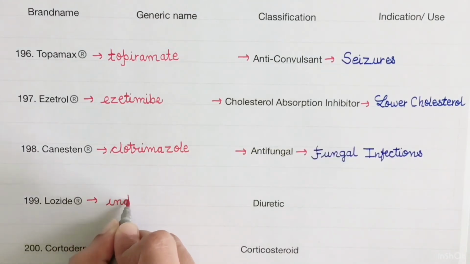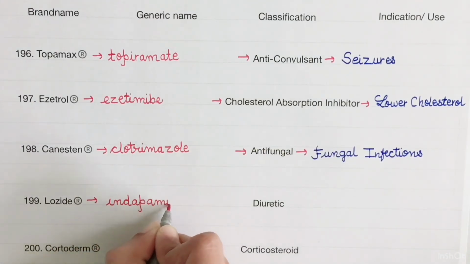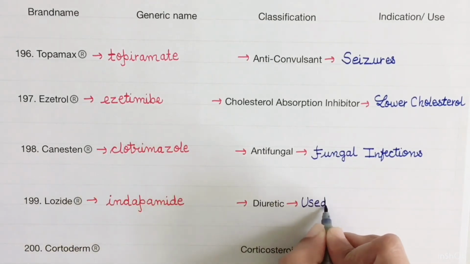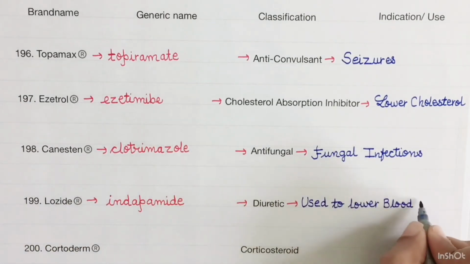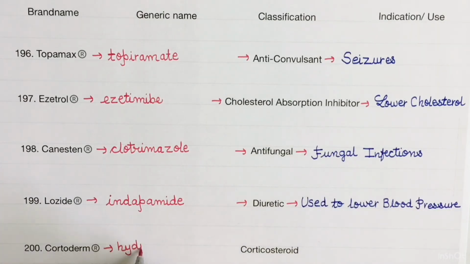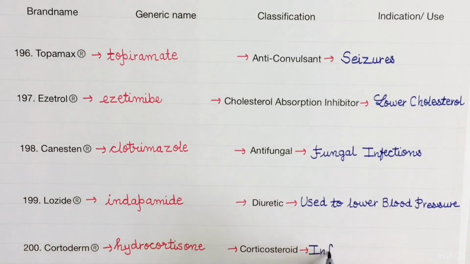199 is Lozide. Its generic is indapamide. Its class is diuretic and it's used for lowering the blood pressure. 200 is Cortoderm. Its generic is hydrocortisone. Its class is corticosteroid and it's used for inflammation and itching due to skin conditions.